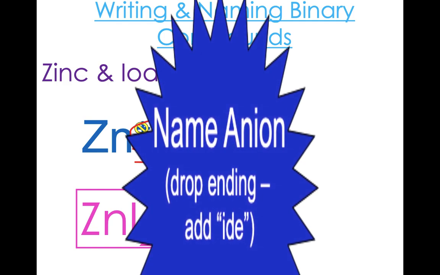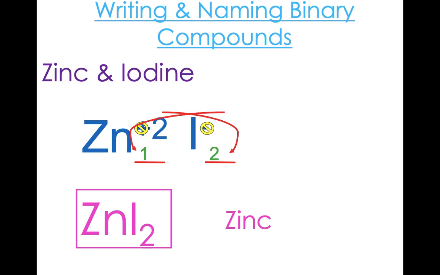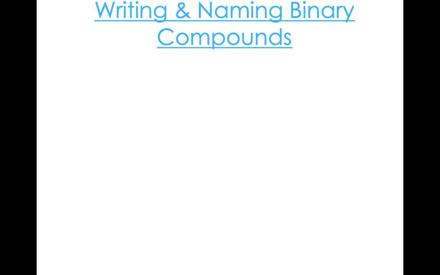And then we will do the same thing with our anion as we did in the last example. We'll drop the ending and add an "ide." So iodine becomes iodide. So here we have ZnI2 as zinc iodide.